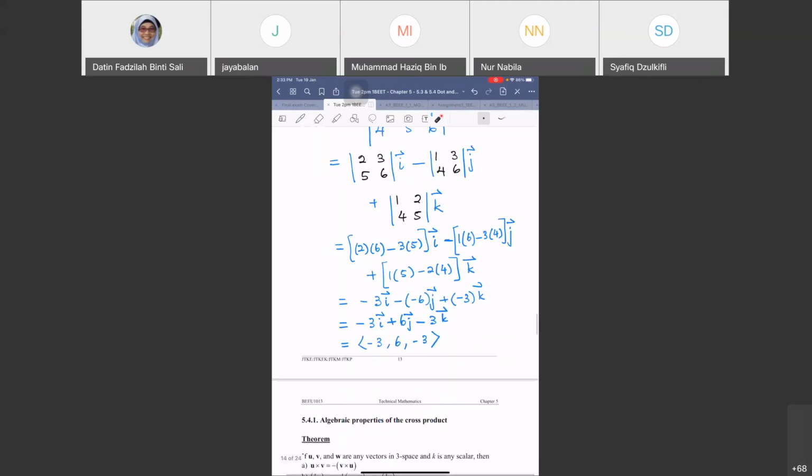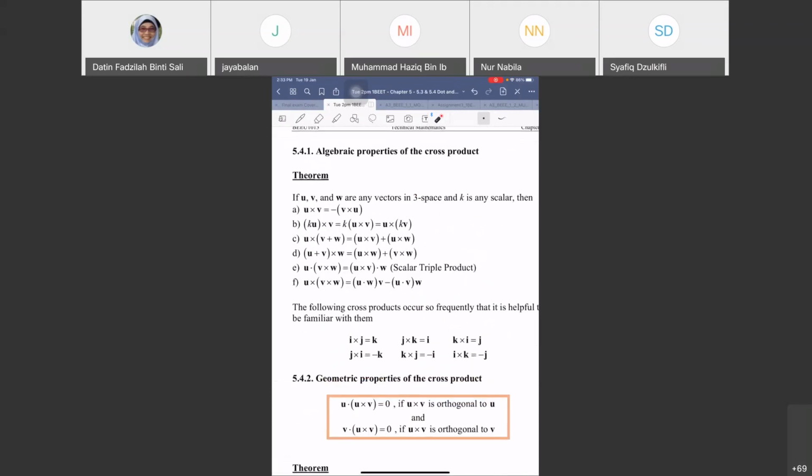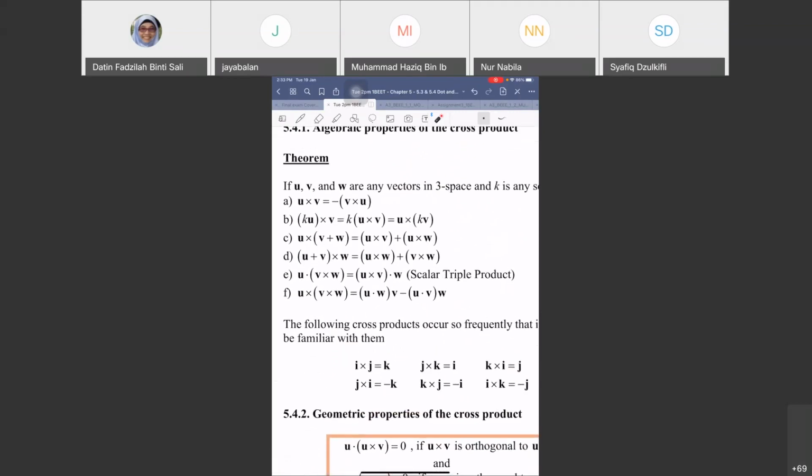All right, and then you have all these theorems in your textbook, in your module, talking about these algebraic properties. You can go through all this in the book, but perhaps I would like you to just highlight one property, which is the first one. The first one says that u cross v equals minus v cross u. So that means u cross v is minus v cross u.